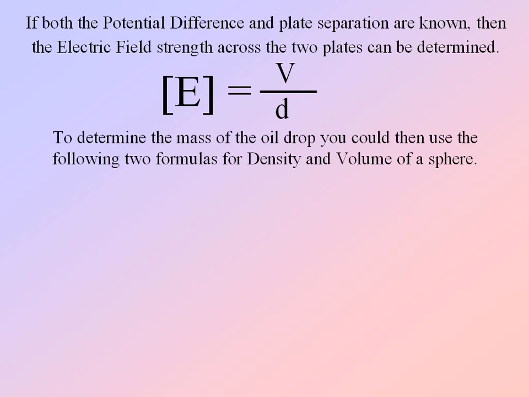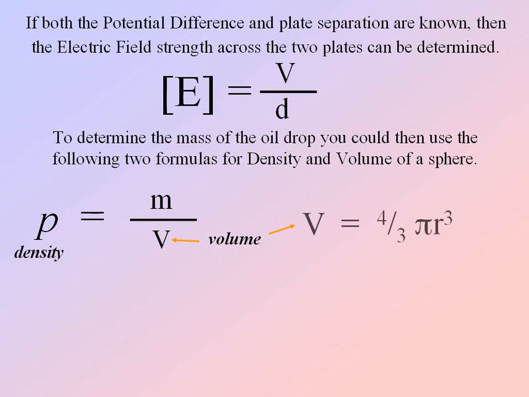To determine the mass of the oil drop, you could use the following two formulas for density and volume of a sphere. Taking the density from the manufacturer, Millikan was able to measure the radius of the oil drop. Density is equal to mass divided by volume. To get the volume, of course, Millikan had to observe the oil drops and estimate their radius. Once he knew the radius, he could calculate the volume. Once he knew the volume and the density, he could calculate the mass for each oil drop.